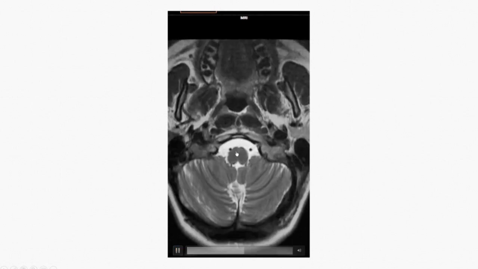We become wider space, foramen magnum. This is the medulla, cerebellum, the hemispheres, and this is CSF surrounding the medulla.